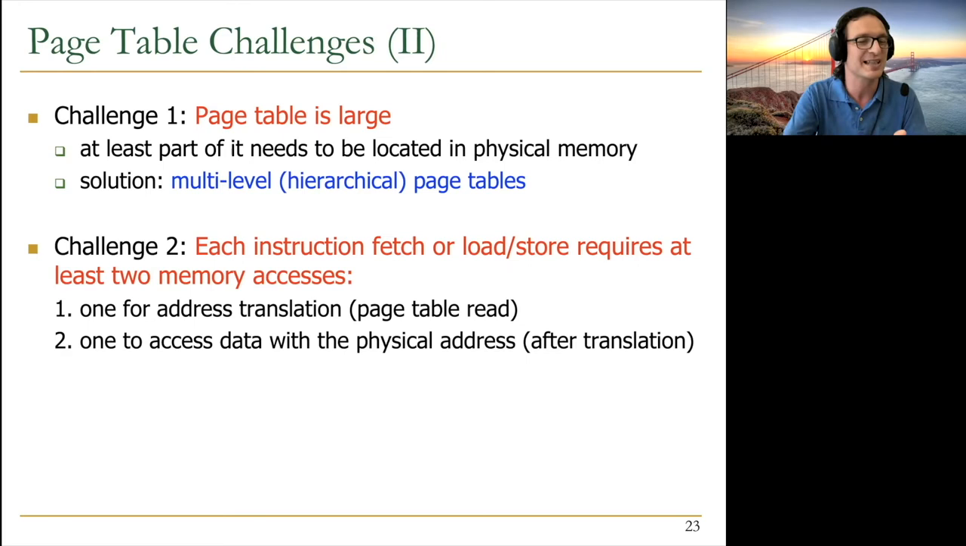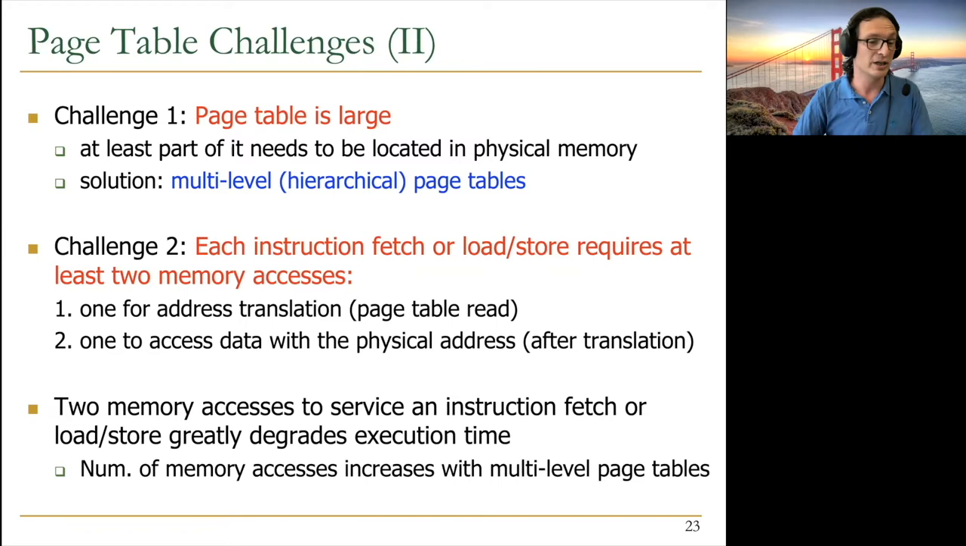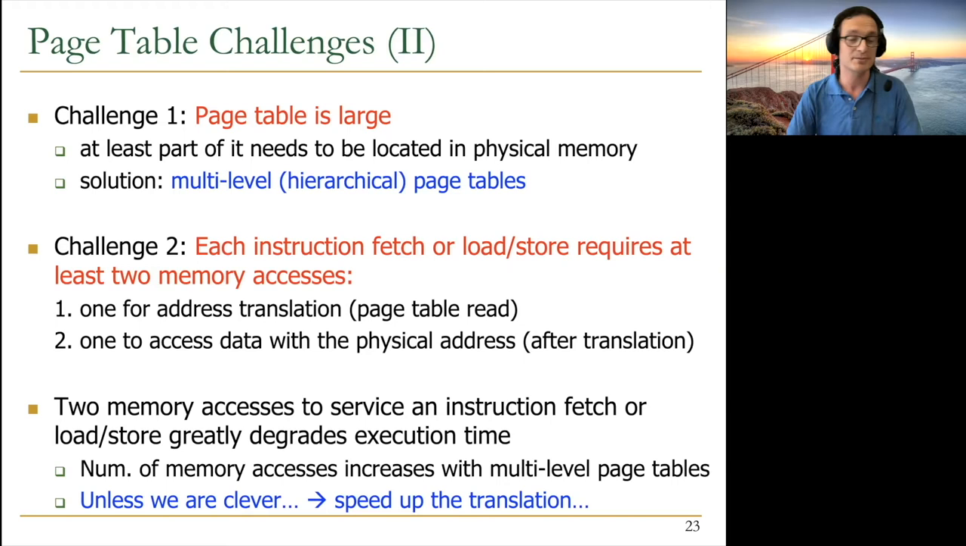So you need to have two memory accesses to service an instruction fetch or load store, and that greatly degrades execution time. Each memory access takes, I don't know, if it misses in the caches, say 100 nanoseconds, then you're in trouble. And you're in bigger trouble if you have a multi-level page table, because the number of memory accesses increases with the number of levels in a multi-level page table. Unless you're, of course, clever, right? Unless you have a mechanism to speed up the translation, and we're going to be clever.